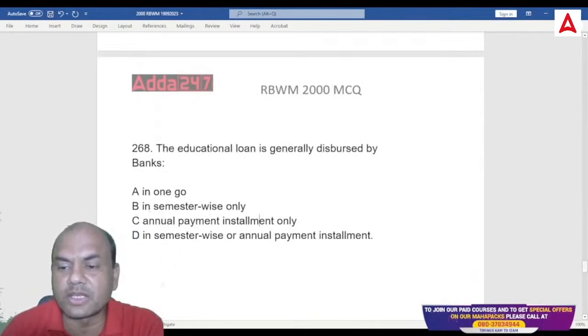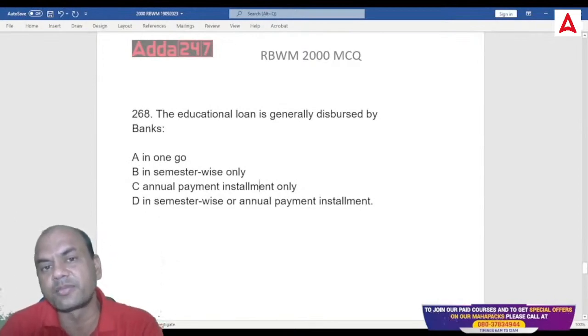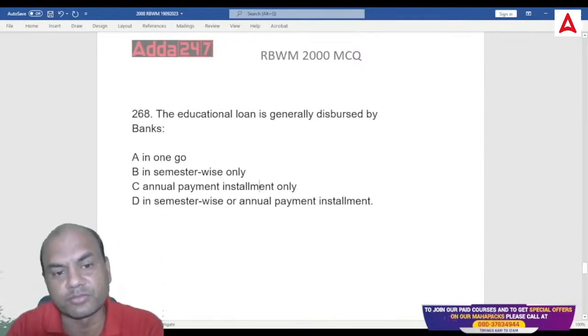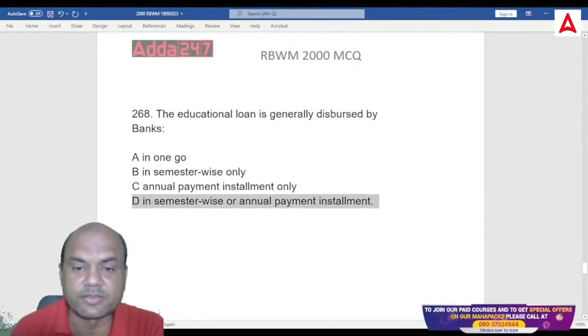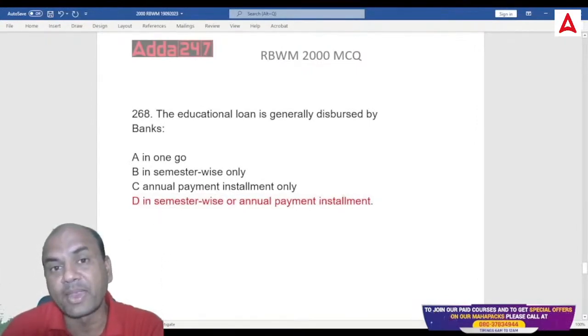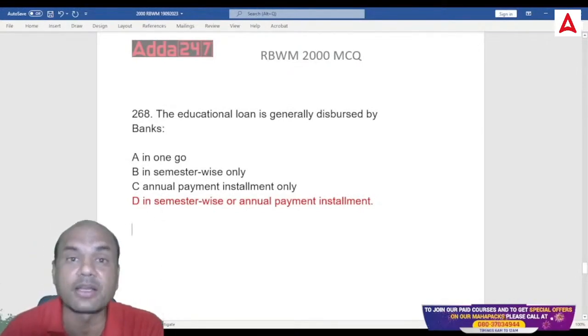The education loan is generally disbursed by banks in one go, semester wise, or annual payment installment? So how is the education loan given to students? In one go? I take admission right now and immediately it is given for all the 4 years? No. Semester wise, yes, it can be. Annually, it can be. So the answer is this: semester wise or annual pattern as agreed as per the terms and conditions of that university. That is important.